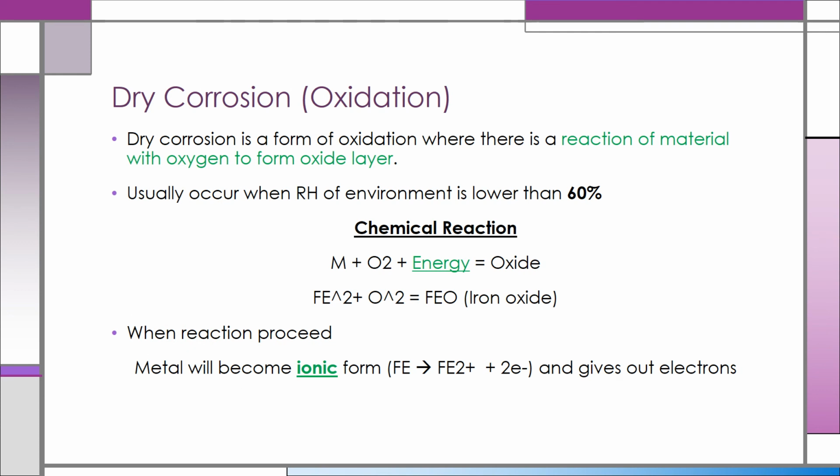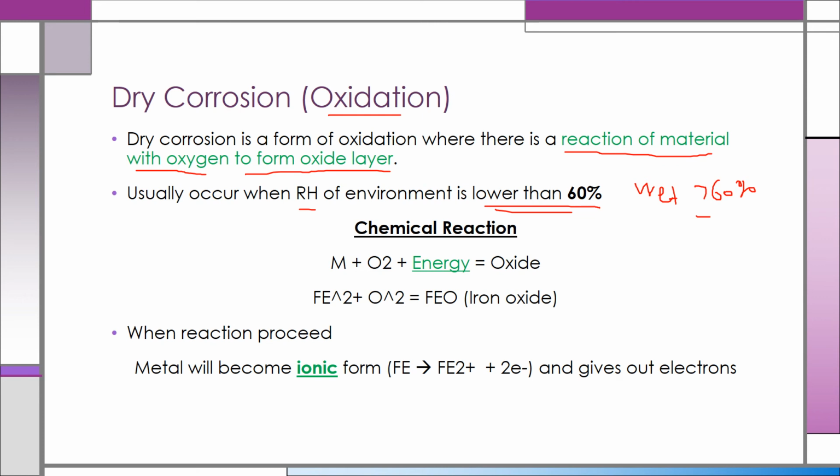Okay, what is dry corrosion? Dry corrosion is actually oxidation. What is oxidation? Oxidation is when there's a reaction of material with the environment or oxygen to form an oxide layer on the material. This usually occurs when the relative humidity of the environment is lower than 60%. As for wet corrosion, it happens above 60%, yes.